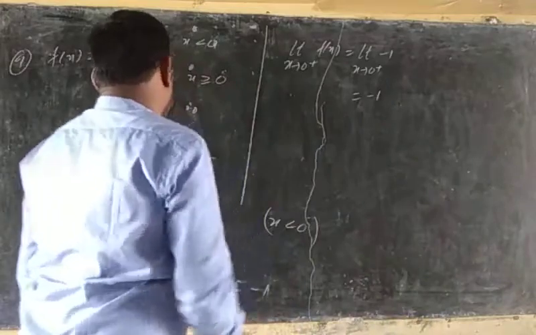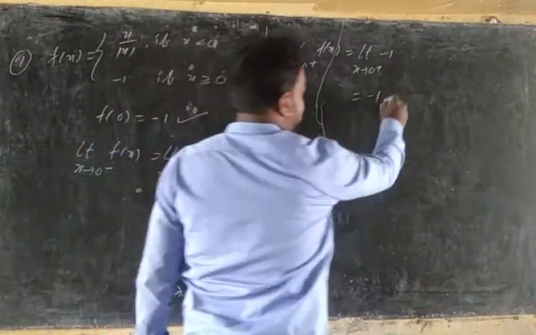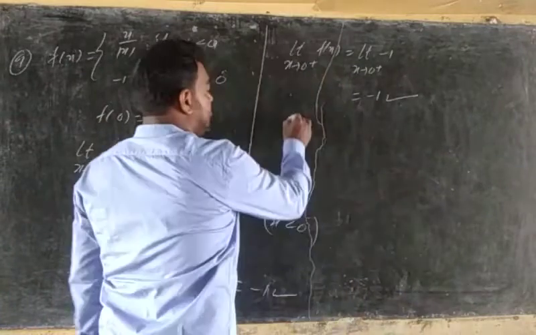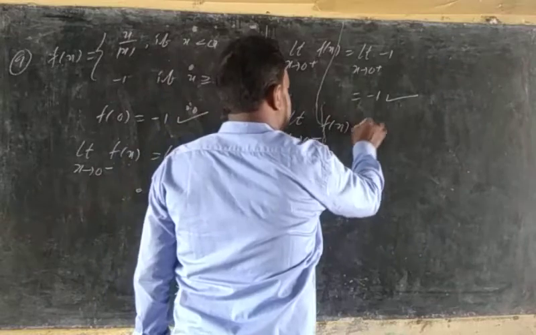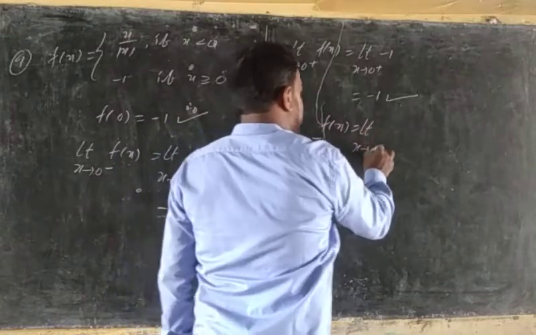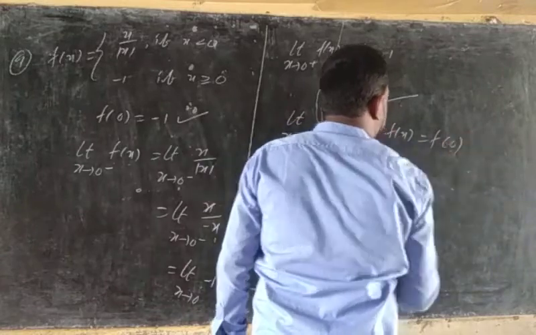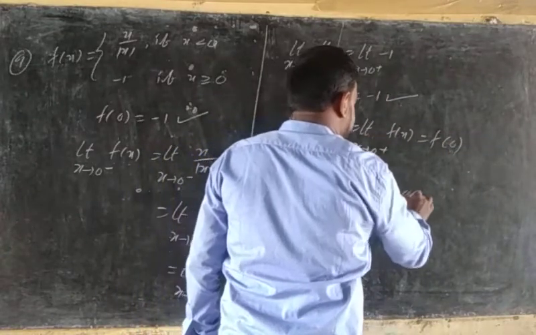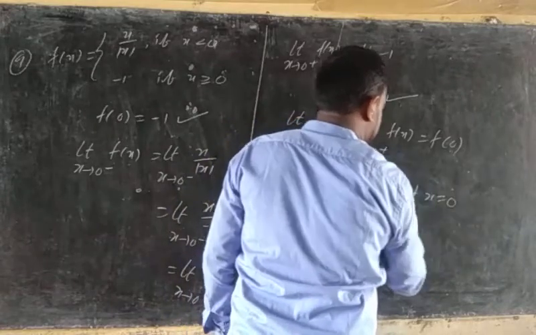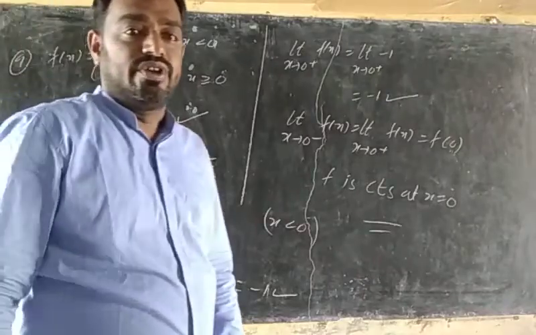You see, the function value is -1, the left hand limit value is -1, the right hand limit value is -1. Therefore, the limit as x tends to 0 minus of f(x) equals the limit as x tends to 0 plus of f(x) equals f(0). Therefore, f is continuous at x = 0. This function is a continuous function.